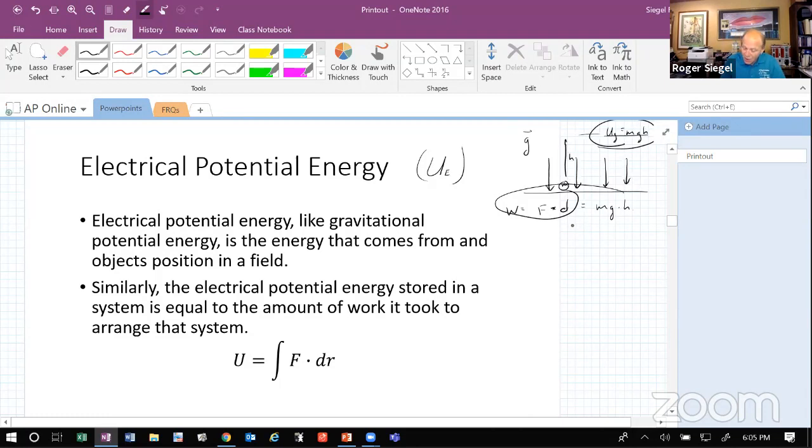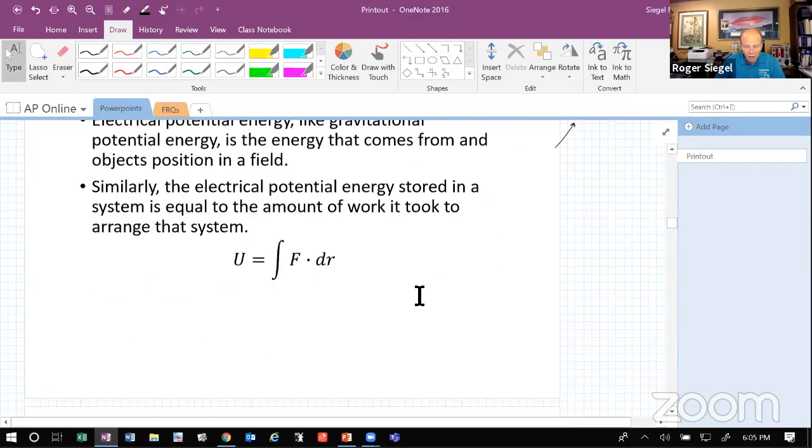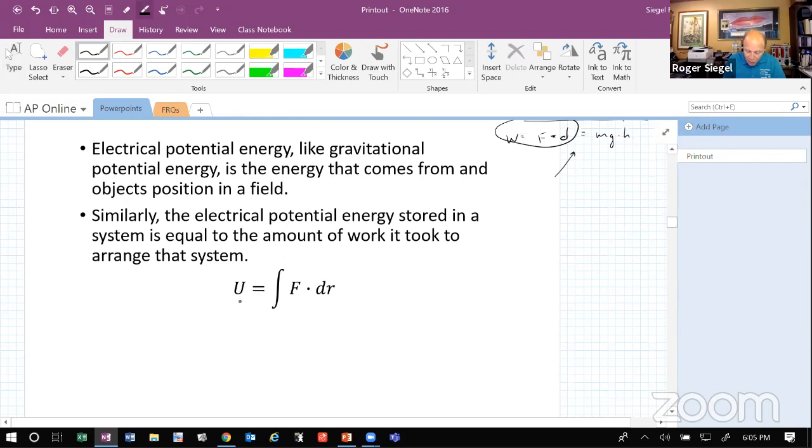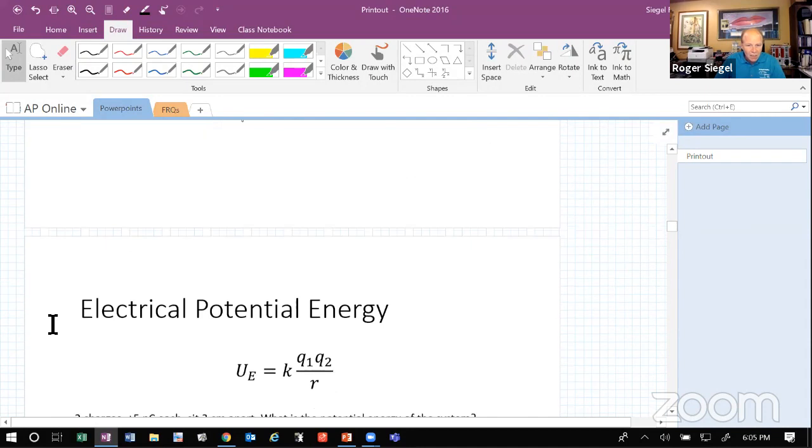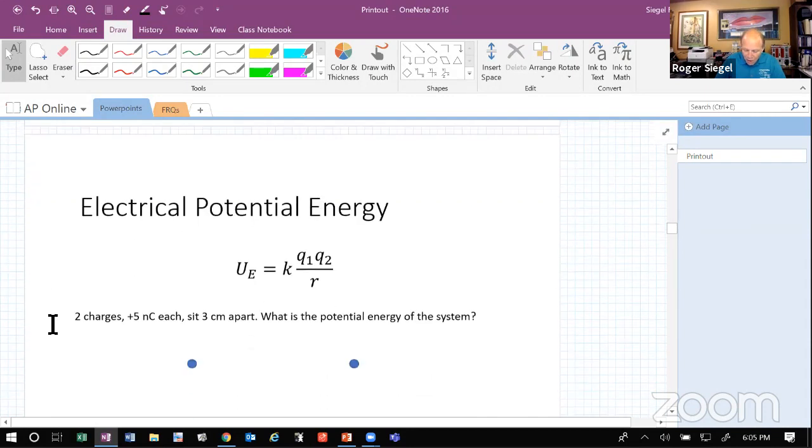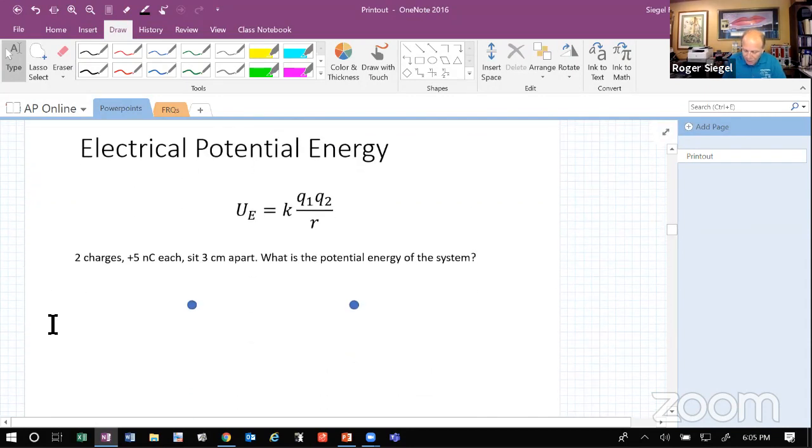And we're going to do the same thing today, except not with masses and gravity, but with charges. All right. So this would be true whether this was electrical or gravitational. That is true of potential energy, although we're not going to do any calculus tonight. All right, so now this is our formula that we will use for electrical potential energy.